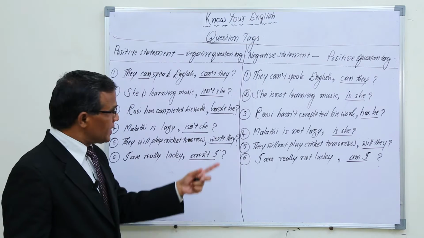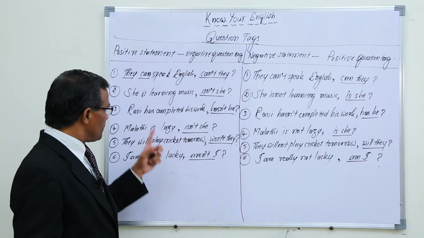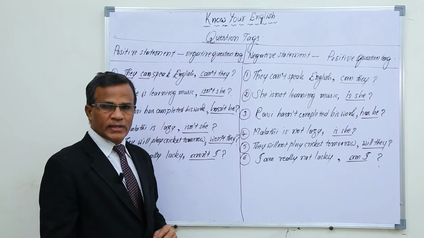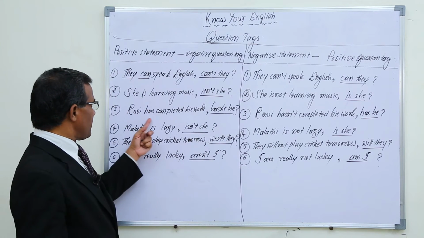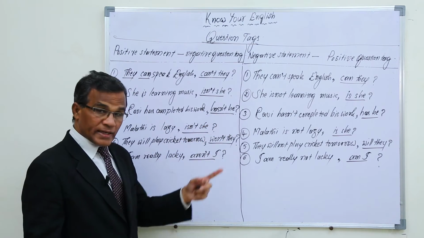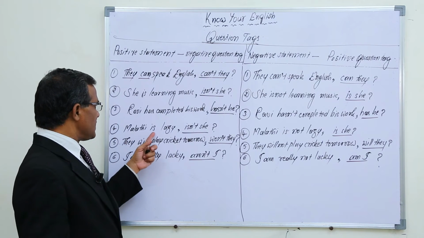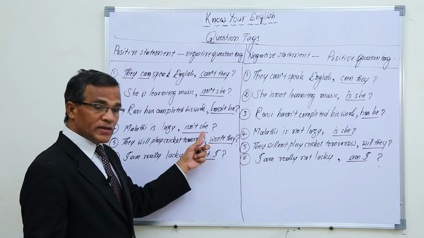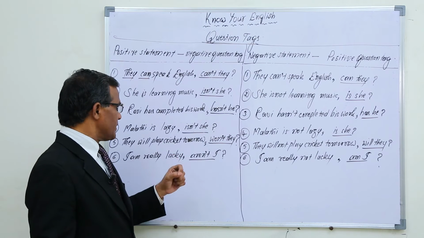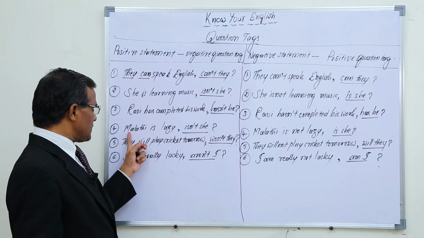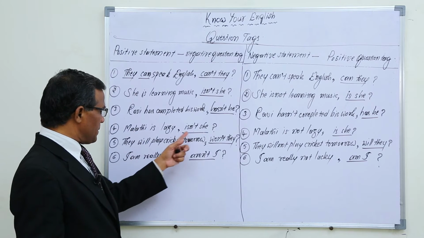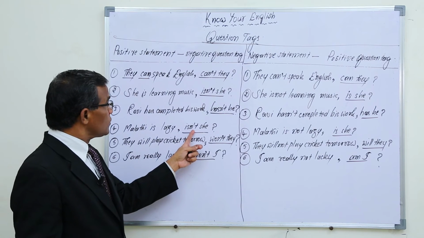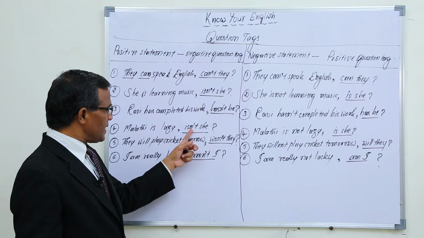When it is female, then we have to use she. When a female name is there, then we have to use she. Like that you see, Ravi has completed his work, hasn't he? Malati is lazy, but here Malati is a name, so here we are using she. We cannot use "is she" for a negative question tag, it should be no. That's why it is isn't.